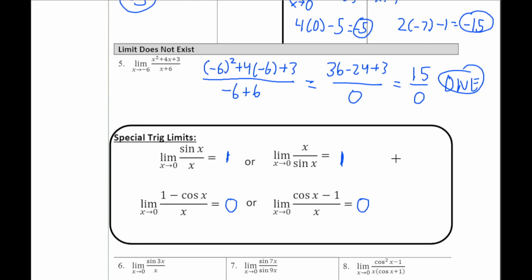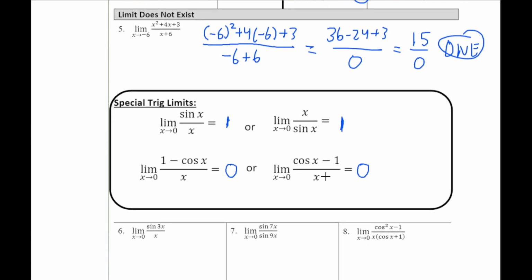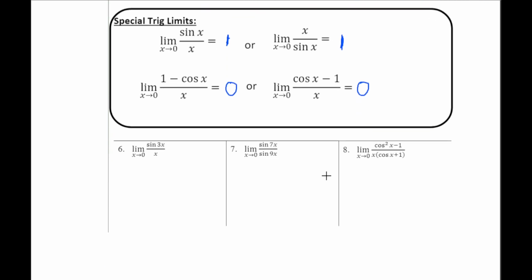These are just some special trig limits you have to memorize for now. You'll see these examples down here. We can do some algebraic manipulation in order to help solve these problems. I'll show you an example. So you see, the limit as x approaches 0 of sine 3x over x. We're trying to make it something that looks like this top one here.